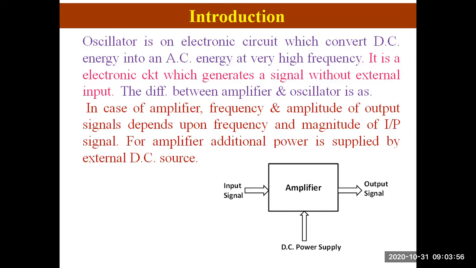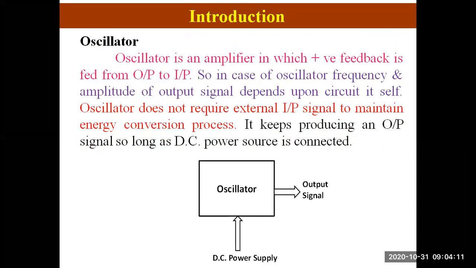In the case of an amplifier, the frequency and amplitude of the output signal will depend upon the frequency and amplitude of the input signal. And for an amplifier, additional power is supplied by an external DC source.